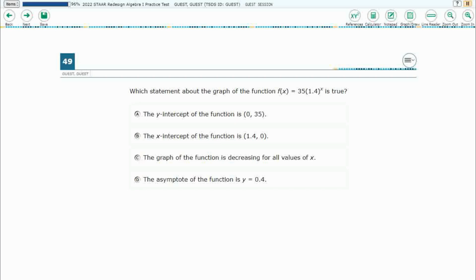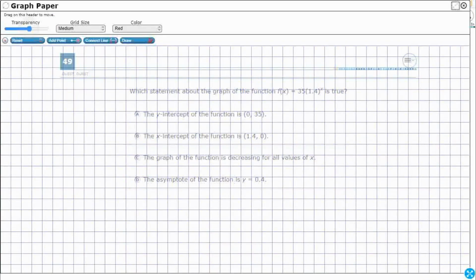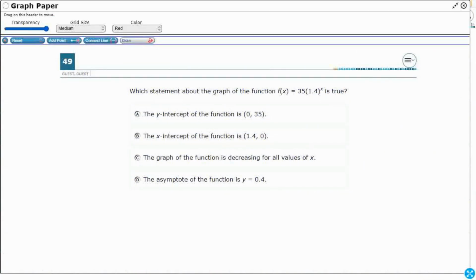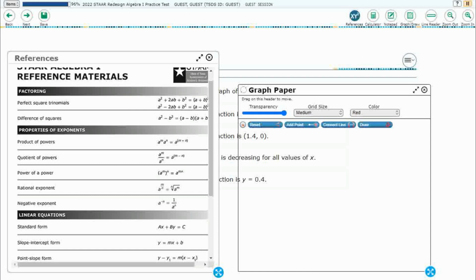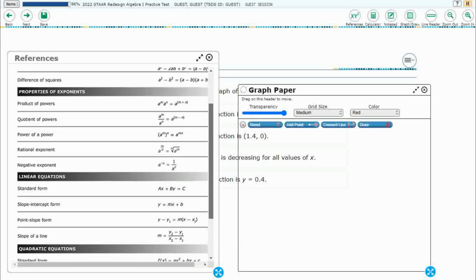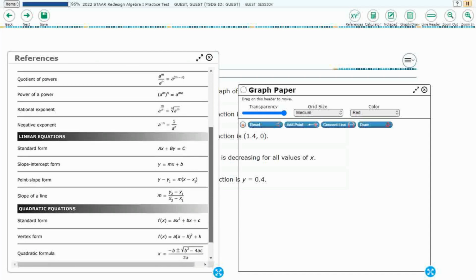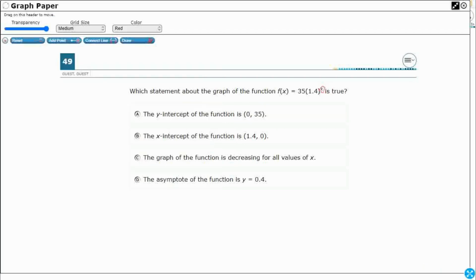So hopefully we recognize that this is an exponential function. And our giveaway should be the fact that we've got that x as that exponent right there. But unfortunately there's not really anything on our reference materials that gives us any information about it. We have information about factoring, properties of exponents, and then linear and quadratics, but nothing about exponential. So we need to bring this information into the STAAR test with us.